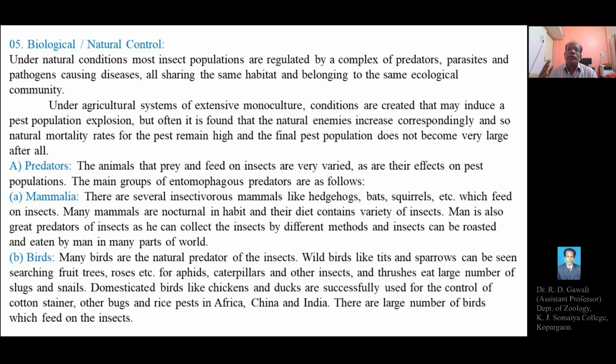Domestic birds such as chickens and ducks are successfully used for the control of cotton stainers like the red cotton bug and other bugs, and rice pests in Africa, China and India. There are a large number of birds which feed on insects and ultimately help in controlling the insect pest population in the field.